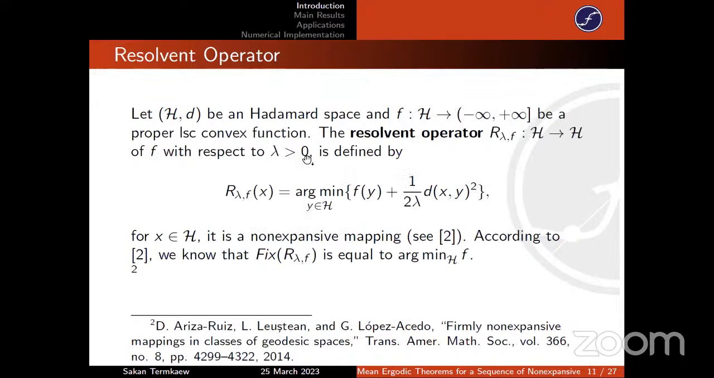The next example of a nonexpansive mapping is the resolvent operator. This operator is an important tool for solving convex optimization problems, for example, the minimization of a sum of several loss functions. Let H be a Hadamard space and f a mapping from H into the extended real line, a lower semi-continuous convex function. The resolvent operator J_lambda of f, with respect to lambda greater than zero, is defined by J_lambda x equals argmin of f(y) plus 1/(2 lambda) times the squared distance d(x, y), where y belongs to H, for all x in H. This mapping is also a nonexpansive mapping, following from reference two. And according to reference two, we know that the fixed point set of this mapping is equal to the argmin of f.